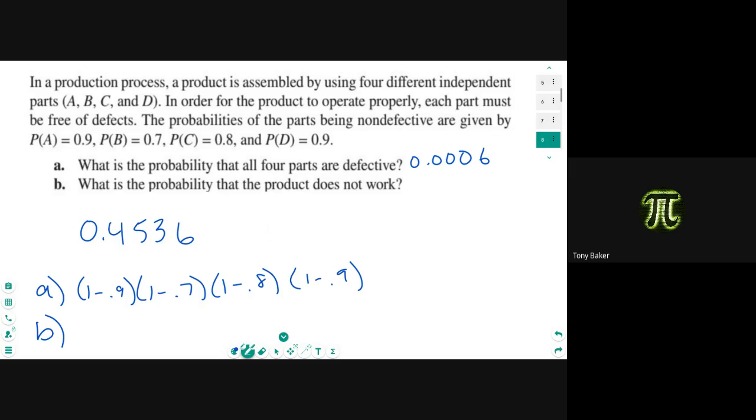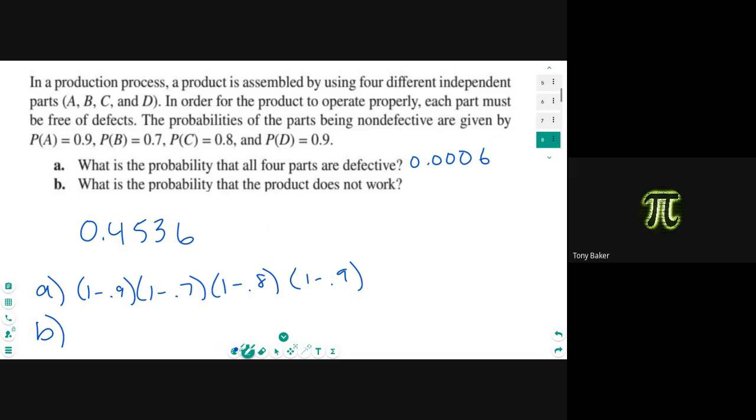So what most of you did when you figured out A, you found the probability that the product will work, by multiplying those 4 things together. So if I want to find out if the product does not work, I do the complement of that, which is the 1 minus thing.